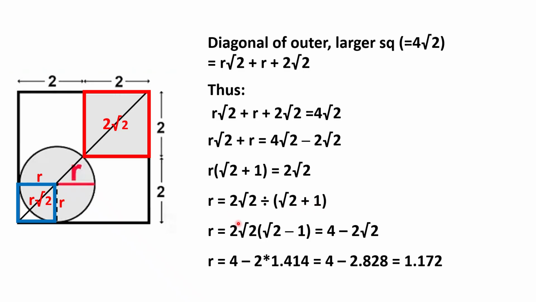So the numerator 2 root 2 times (root 2 minus 1) is 4 minus 2 root 2: 2 root 2 into root 2 is 4, and 2 root 2 into 1 is 2 root 2. So 4 minus 2 root 2; put the value of root 2 as 1.414. So 4 minus 2.828 is 1.172. So this is the value of the radius of the circle, 1.172, or you can keep it in the radical form, 4 minus 2 root 2. So this is how we calculate the radius of the circle.